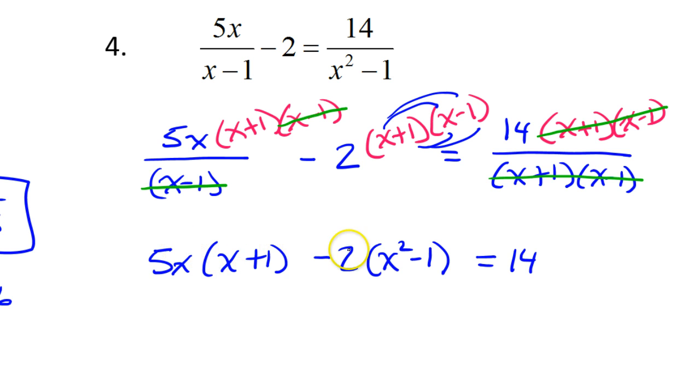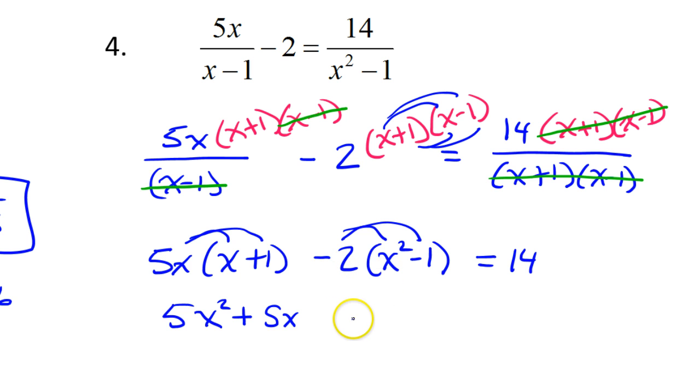Now I'm going to do the distributive property, like this and like this. So this is going to give me 5x squared plus 5x. When I distribute this, I am distributing negative 2, not positive 2, negative 2. So negative 2 times x squared is negative 2x squared. But negative 2 times negative 1 is positive 2. A negative times negative is a positive. That is a common mistake. A lot of students would put negative 2.